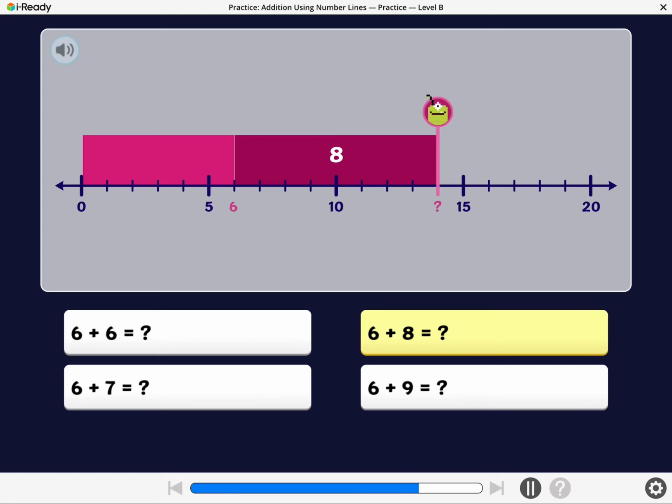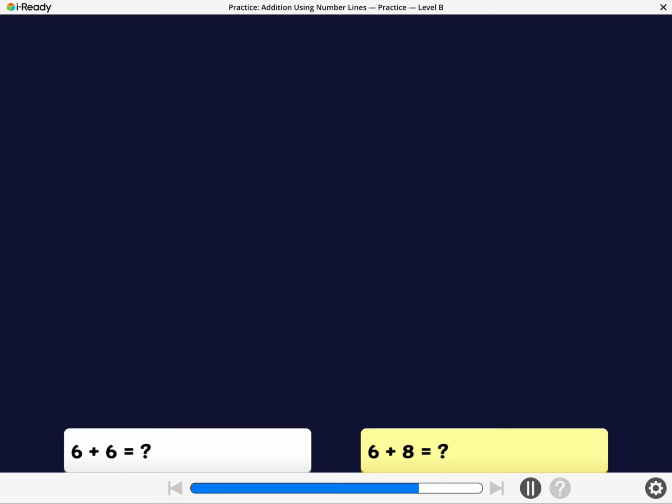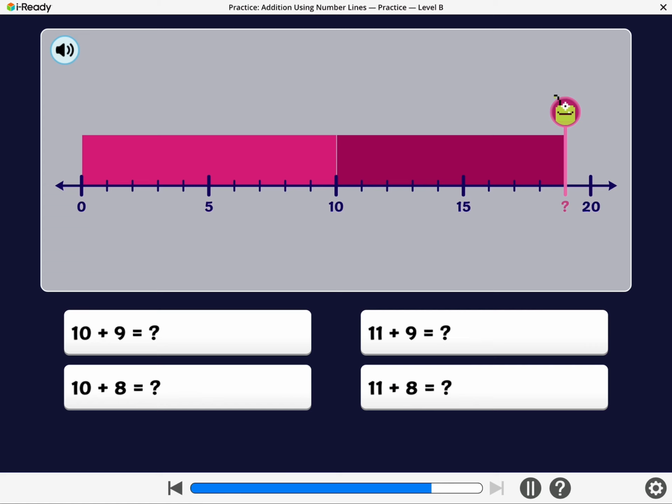Nailed it! This number line shows starting at 6 and moving forward 8. That's 6 plus 8. Which addition problem is shown on the number line? Awesome! This number line shows starting at 10 and moving forward 9. That's 10 plus 9.